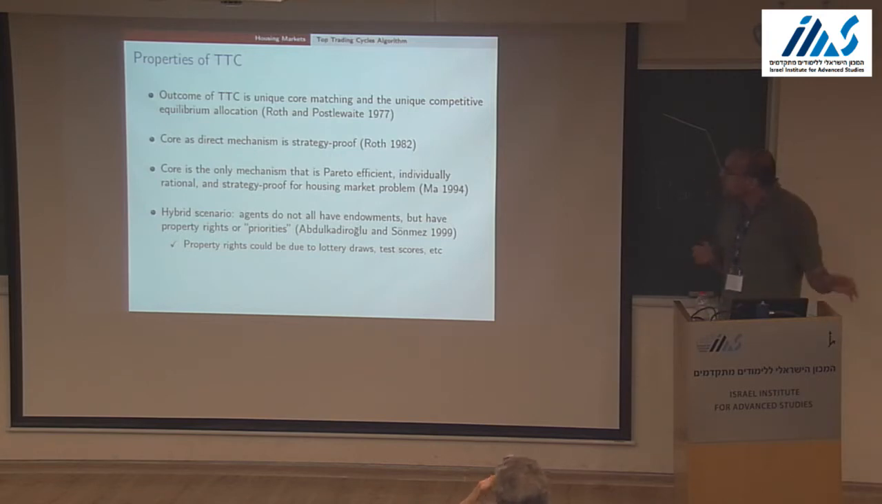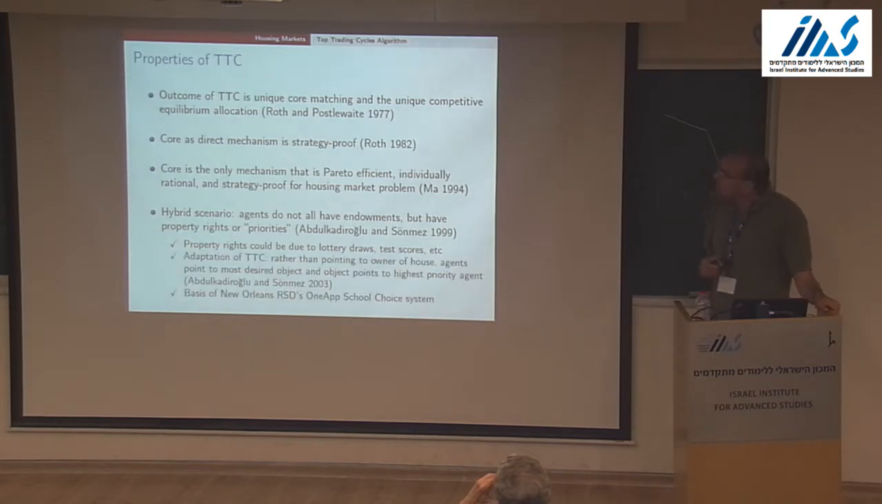Where could these property rights or priorities have come from? In some settings, we can think of these as due to the outcome of lottery draws. Imagine we're trying to allocate dorm rooms. There are some incumbents who have their existing dorm room. There are some freshmen, newcomers. Maybe there's a queue based on lottery draws. And we can take this TTC idea and make a very minor tweak to it.